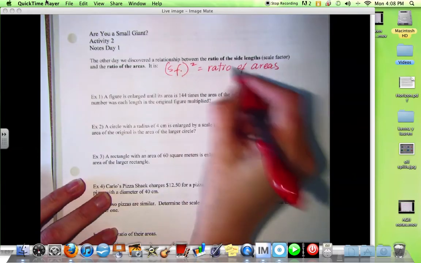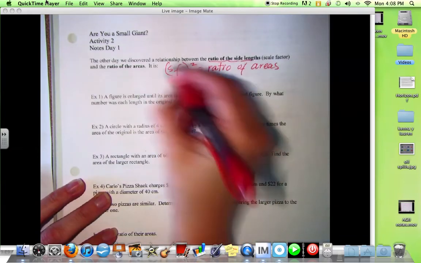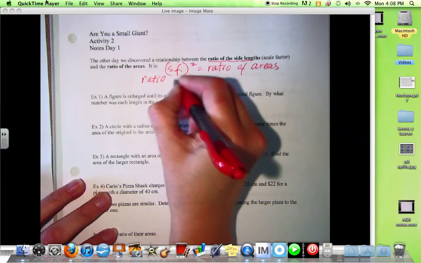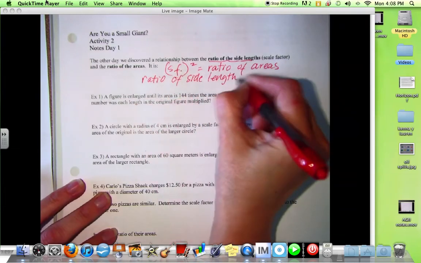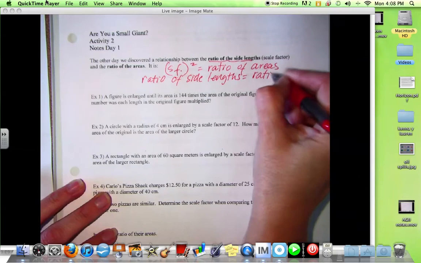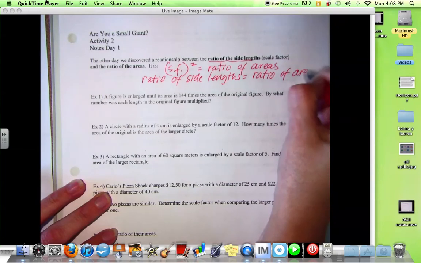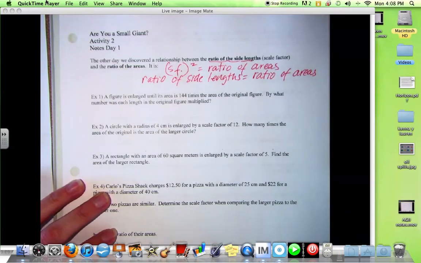We can also say ratio of the side lengths squared equals ratio of areas. Very important. That's what we're working on right now.